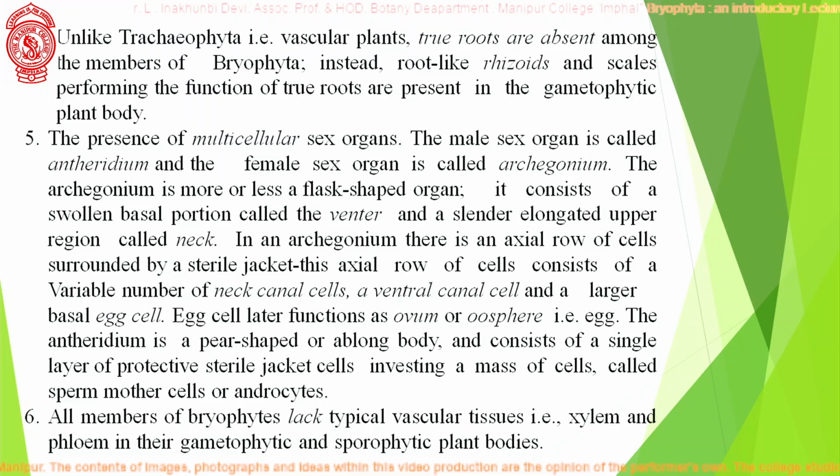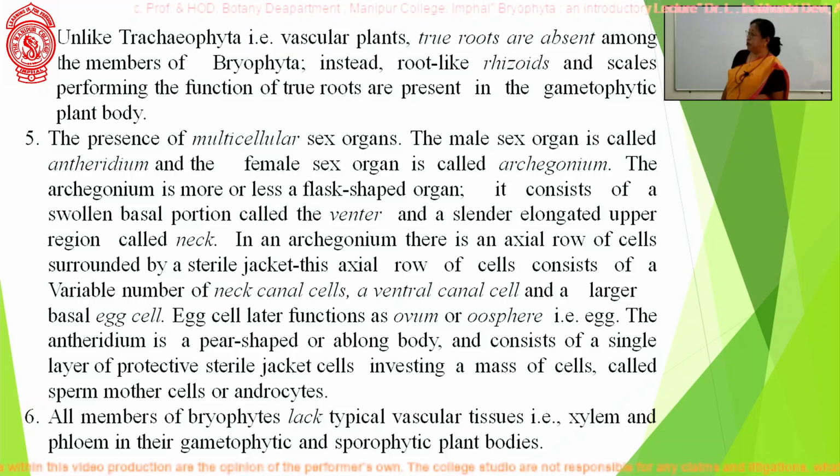These multicellular sex organs are known as antheridium, and the female sex organ is known as archegonium. The archegonium is a more or less flask-shaped organ, and it consists of a swollen portion called the venter and the slender elongated upper region called the neck. This I will explain later on with the help of diagrams.